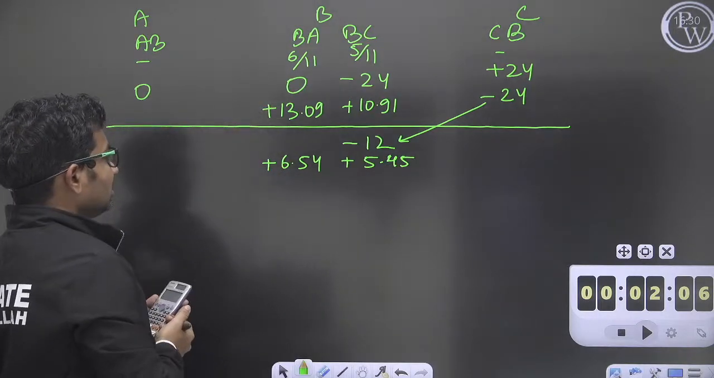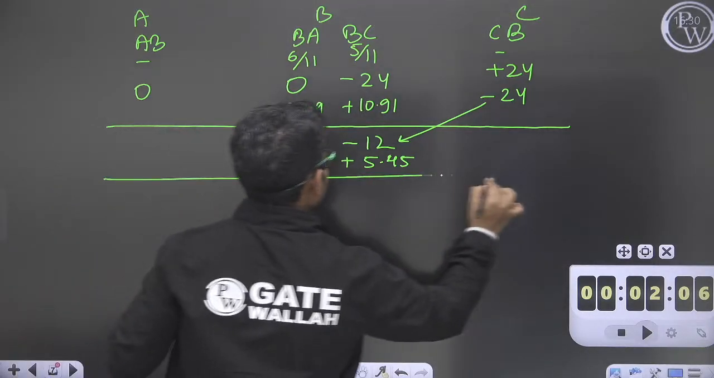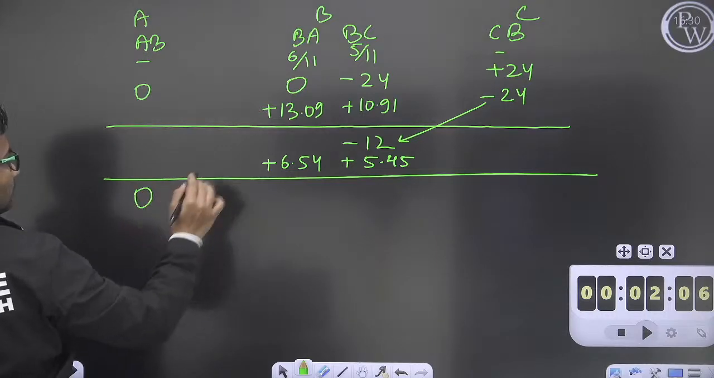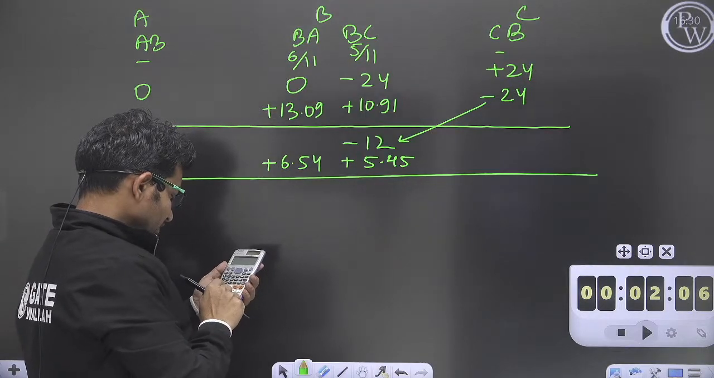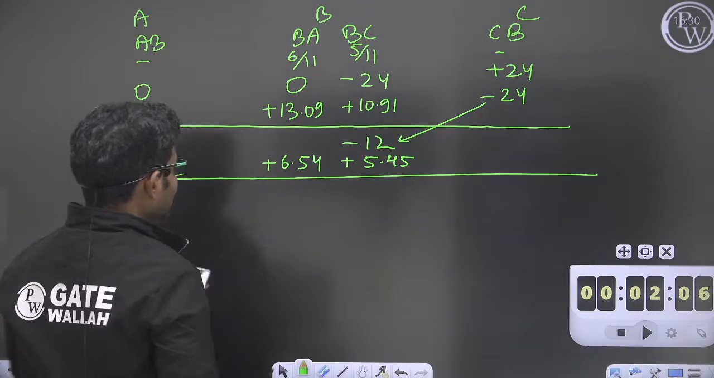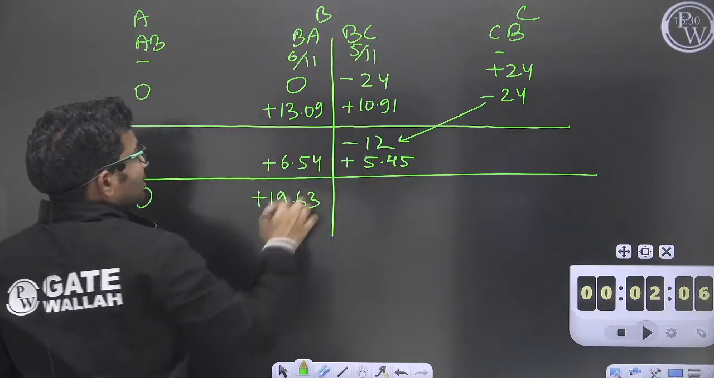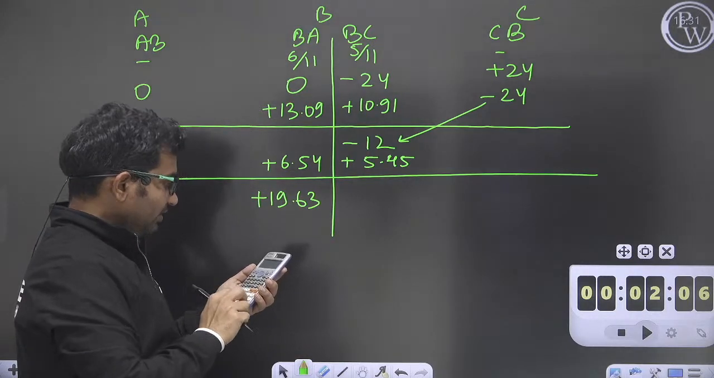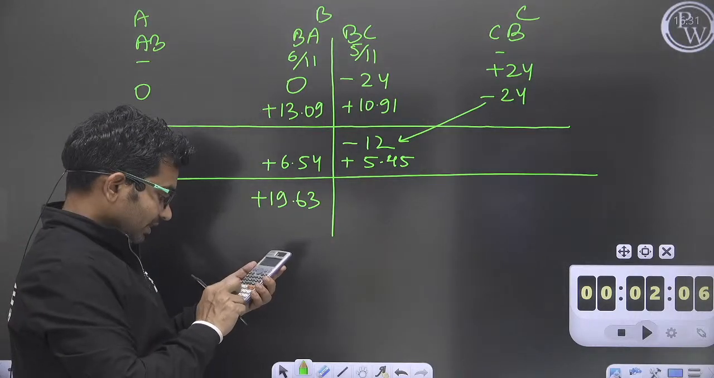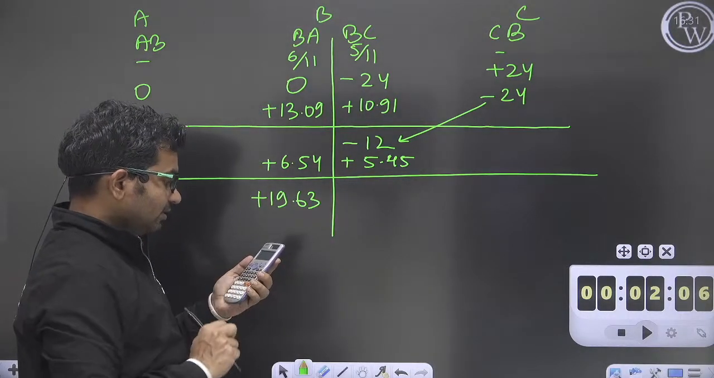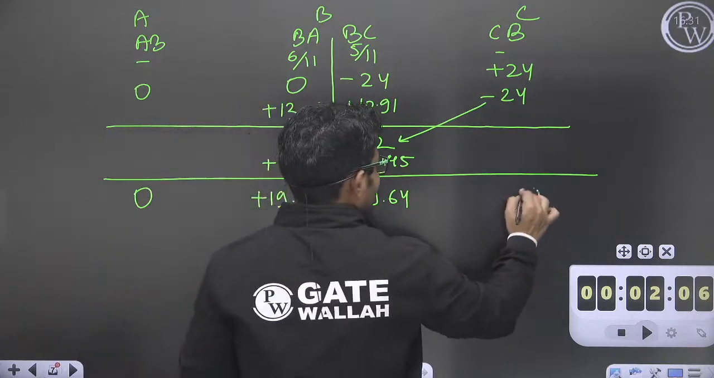So these are the balancing moments, again carryover moments, then balancing moments, and now we will add them all. Here we will get 0. Here we will get 13.09 plus 6.54, so we will get 19.63, plus 19.63. Here we will get minus 24 plus 10.91 minus 12 plus 5.45. We will get minus 19.64, and this will be 0.